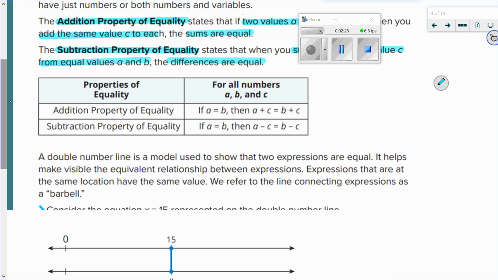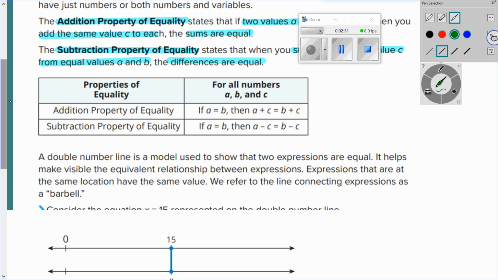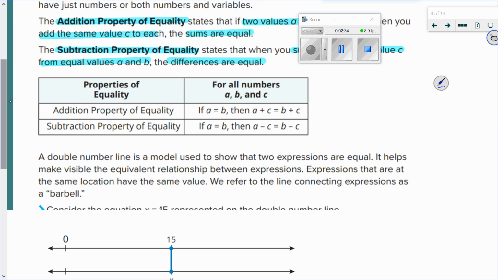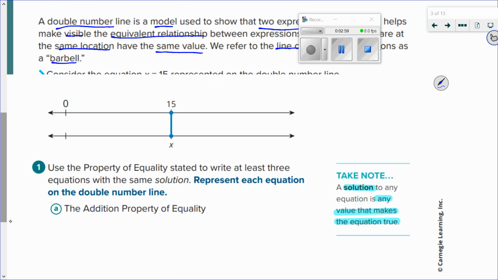So, we're going to use a double number line to start us out in order to start looking at these equations and how this works. So a double number line is a model used to show that two expressions are equal. It helps make visible the equivalent relationship between the expressions. Expressions that are at the same location have the same value. And then the line connecting the expressions is what we call a barbell. I don't know if any of you guys ever lift any weights or not, but this is kind of like a barbell. You got the two weights on either side with the handle in the middle that you're able to grab a hold of. Okay?